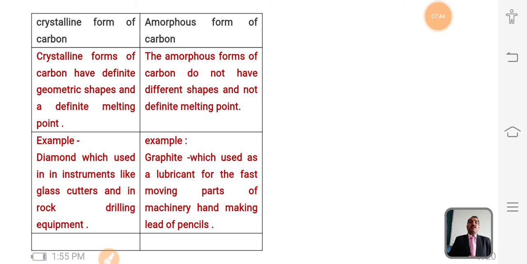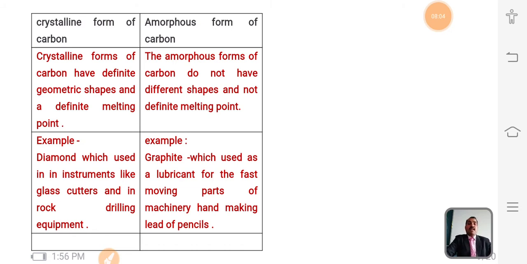So crystalline solid forms of carbon have a definite symmetrical shape and a definite melting point, whereas amorphous forms of carbon do not have a definite shape. They do not have a fixed melting point; that is, they have a long range of melting points.